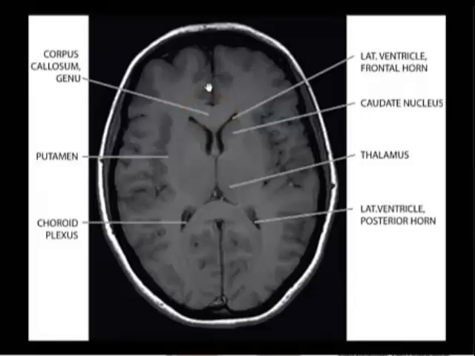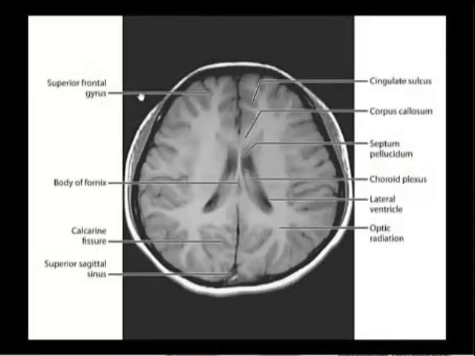There are also some basal nuclei labeled, which you will want to review. So this may be a good time to pause the video and work your way around this image and study the anatomy. This is an axial T1 weighted MR image.